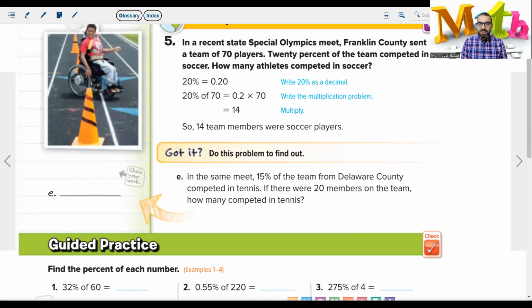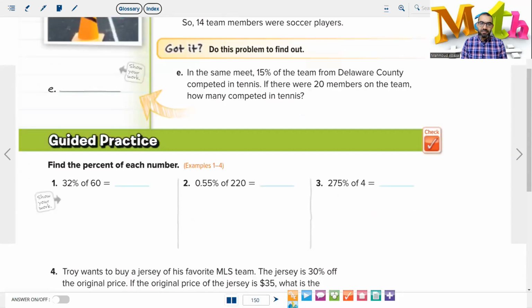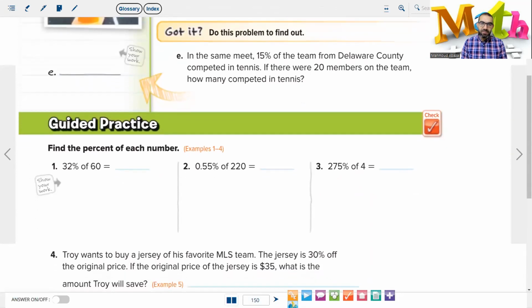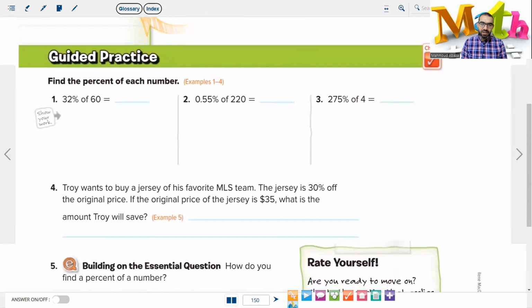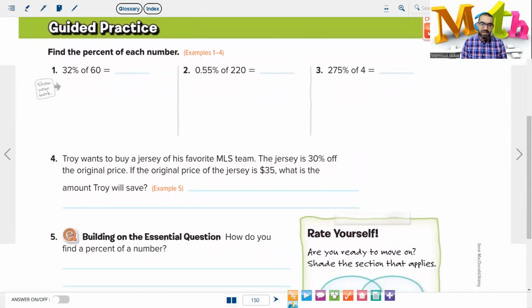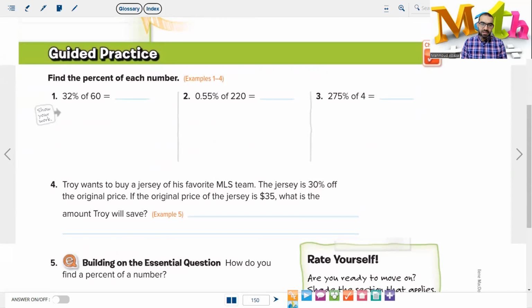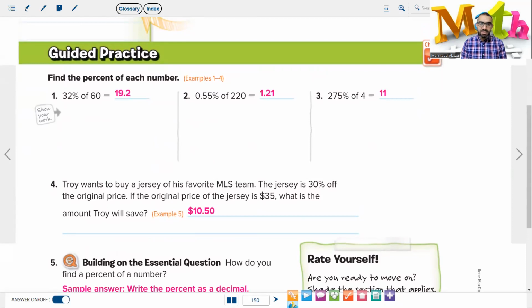As you can see, guys, the lesson is very easy, and I recommend that you pause the video now and try to solve these problems as a practice. Guided practice problems 1, 2, 3, 4, and then answers will be displayed. These are the answers of problems 1, 2, 3, and 4 for you to check whether your answers are okay or not.